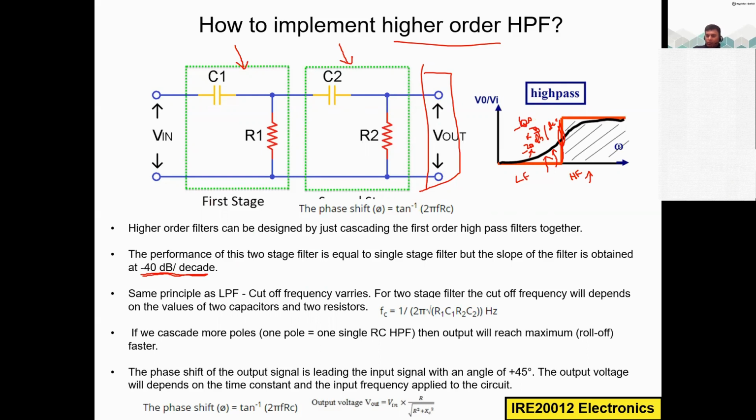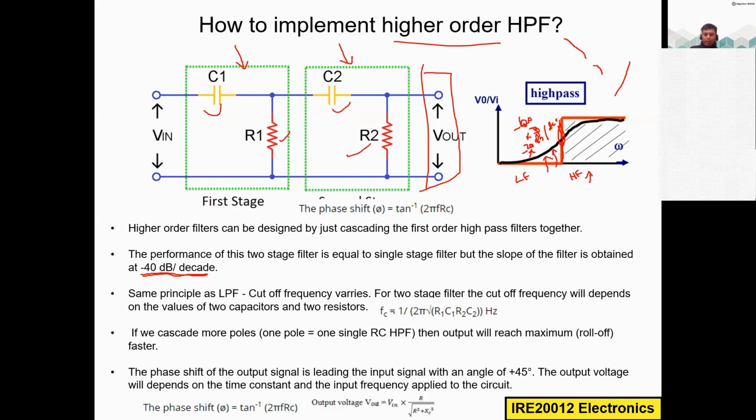So this curve will become more and more sharp, and you will get a sharper rising. In the low pass filter, we were talking about sharper falling. Here we are talking about sharp rising. The same principle as the LPF, the cutoff frequency varies. For the two-stage filter, the cutoff frequency will depend on the values of the two capacitors and two resistors: C1, C2, R1, R2.